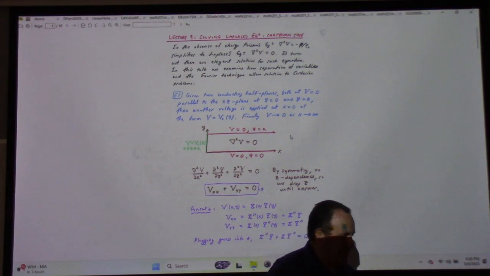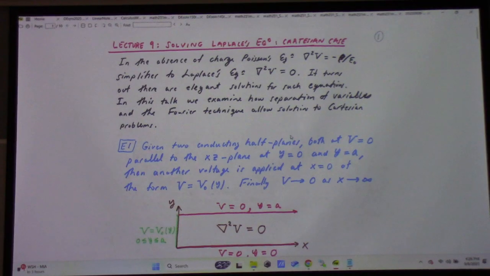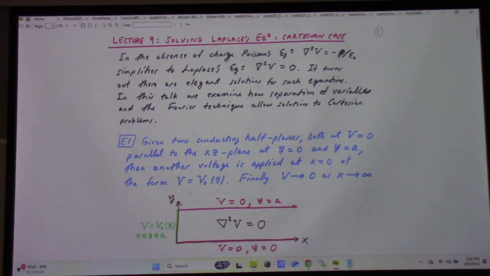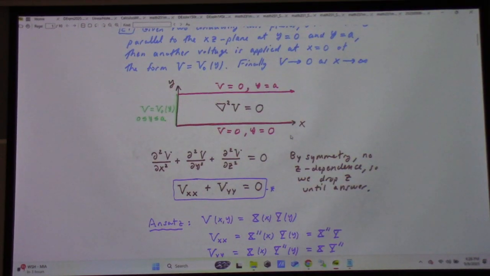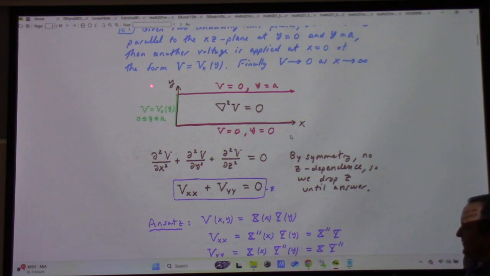Amen. Okay, so this is the example we looked at last time, solving the Laplace equation between two conducting planes, and we're given the voltage applied here is a particular function of y. We talked about how you can ignore z because you have no z dependence, so it's just a problem in x and y, and you just put the z back in at the end of the problem. And the way to solve this is by separation of variables.